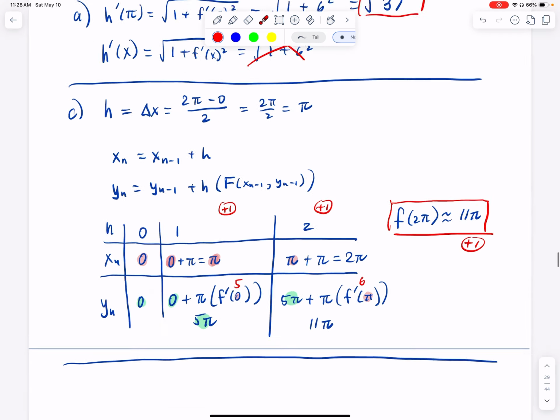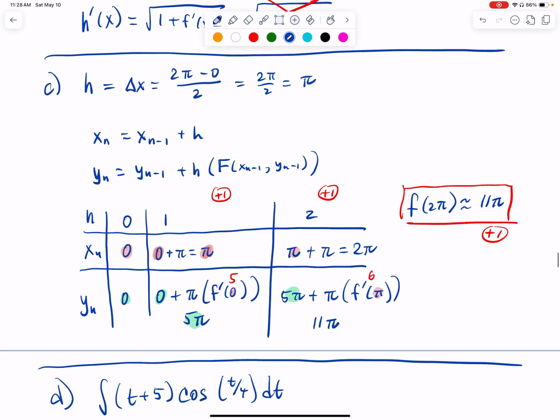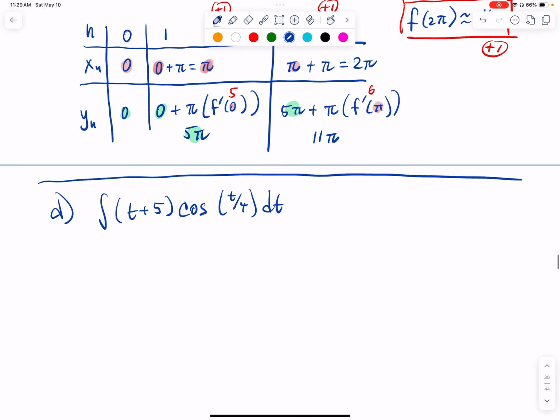Okay, so let's dive into that. For our final part here, we're integrating t plus 5 times cosine of t over 4 dt, double check, okay. All right, and then we're thinking LIATE. And the stuff that we have include a trig function for our cosine, and that one is closest to the right-hand side, which means this should be our dv.